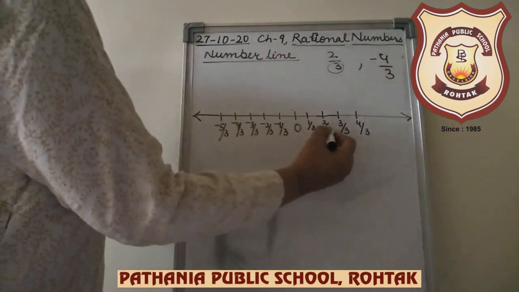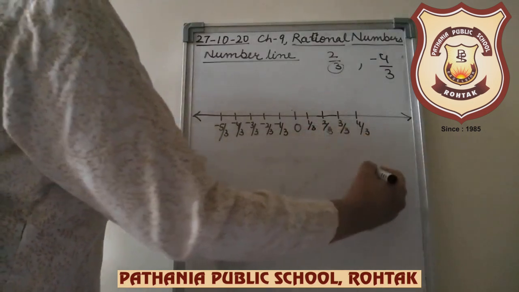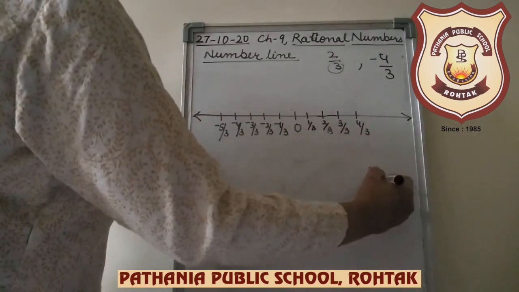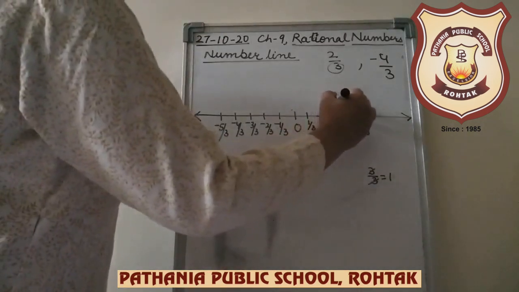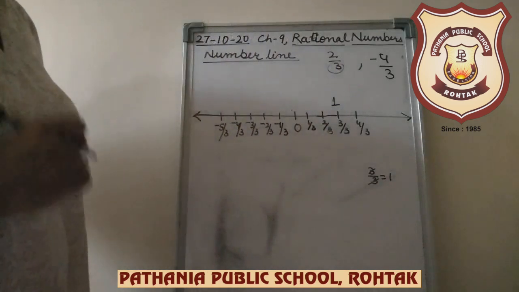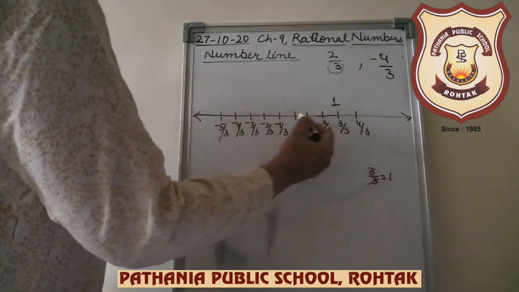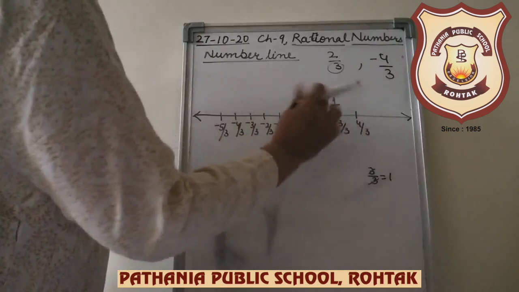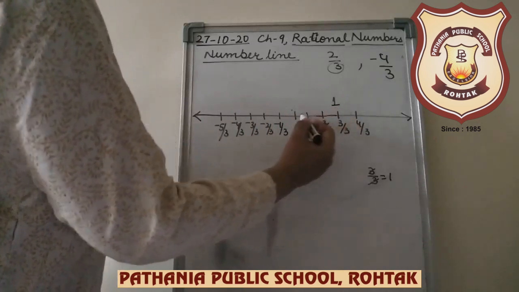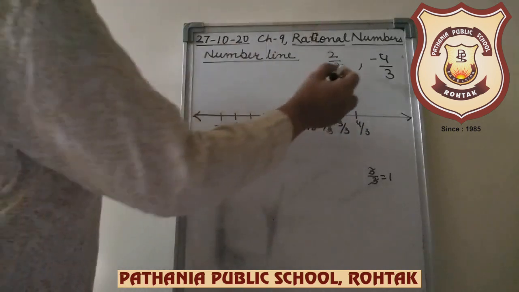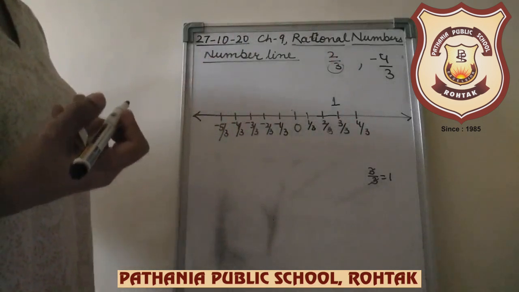Now you see here where the numerator and denominator are same, 3 upon 3. When I reduce it, it will become 1. So this is number 1 over here. Clear? So number 1, from 0 to 1, this gap is divided in how many parts? 3 parts. Because denominator is 3. In this way you read the fraction.